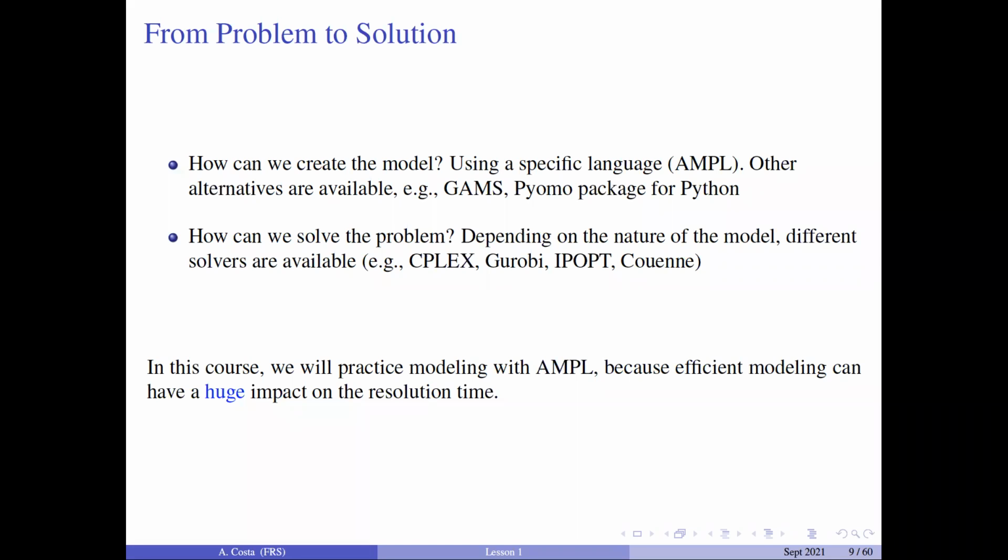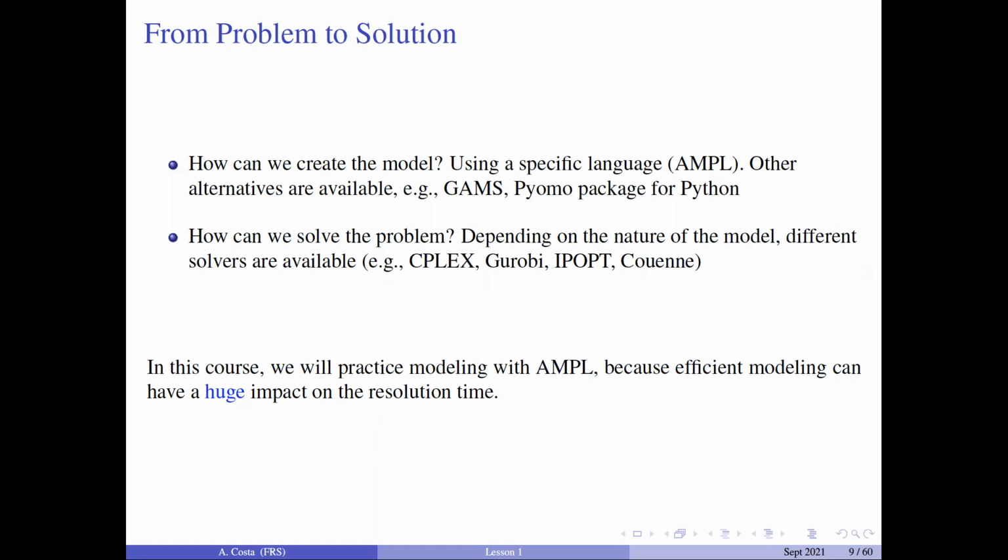So imagine this. You model the problem, you understand which kind of problem you are dealing with. We will come back to that later. And when you know the specific type of problem, it can be integer, linear, non-linear, whatever, then you will know what is the most appropriate solver to use. Okay? So as I say, in this course we practice modeling with AMPL.